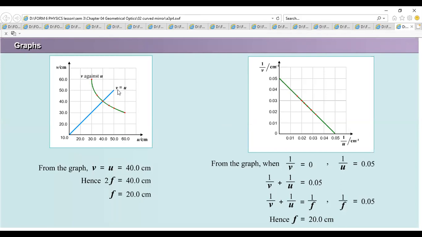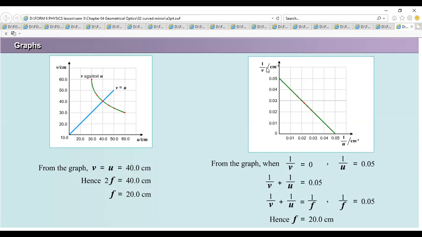That means object distance equals image distance. U equal to V means the object is at C. When object U equals C, V also equals C. That means that C is equal to 2F. So F will be 40 divided by 2, which is 20 cm.